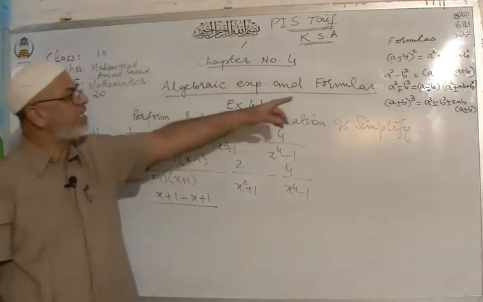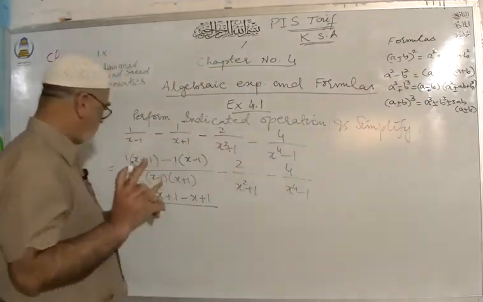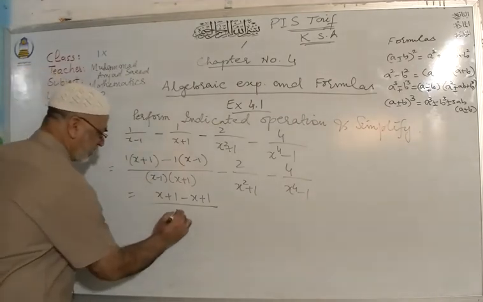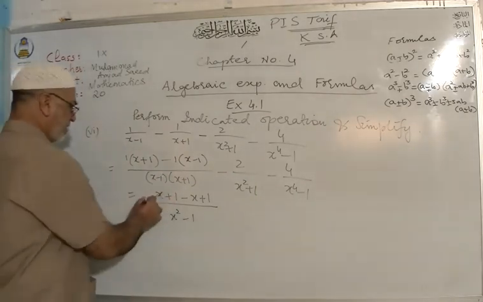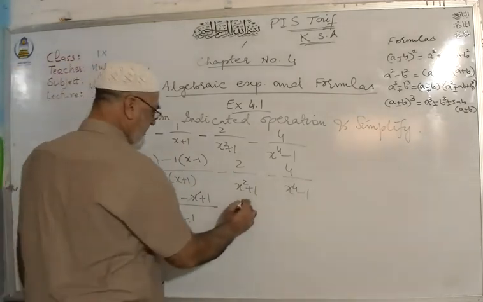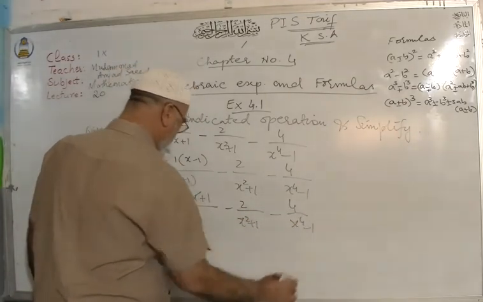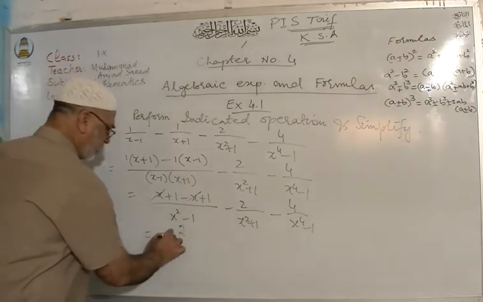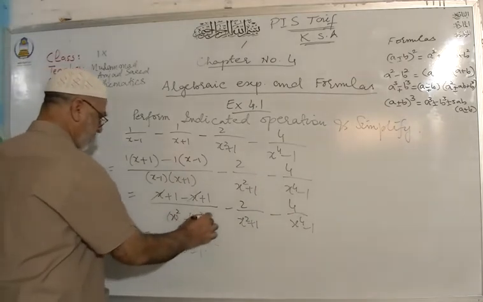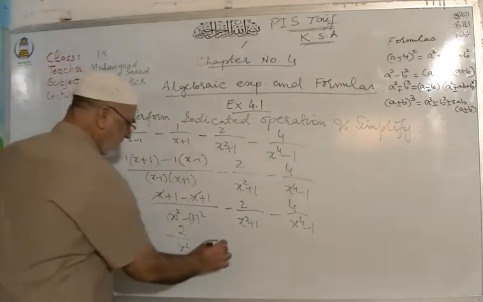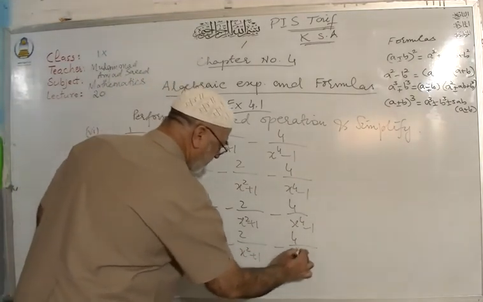This is your right hand side of second formula. If you want to move to the left hand side, first square minus second square. First square x square, minus second, one square mean 1. Here is this one. Minus 2 over x square plus 1 minus 4 over x 4 minus 1. Here is 2 over x square minus 1. It was first square and second square. Minus 2 over x square plus 1 and minus 4 over x 4 minus 1.